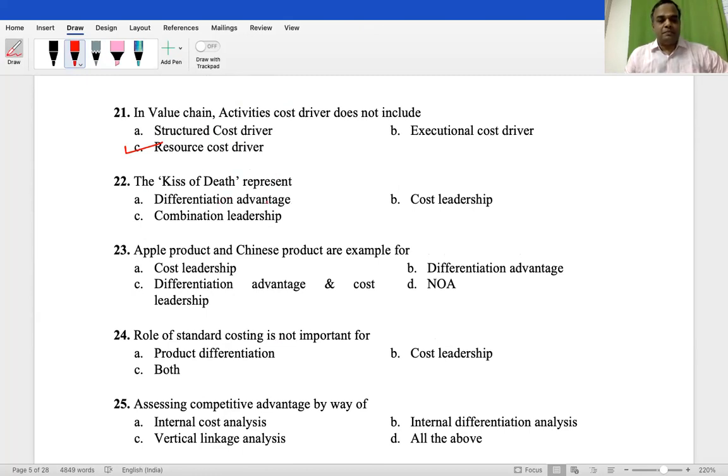differentiation advantage, cost leadership, or combination leadership. Combination leadership.